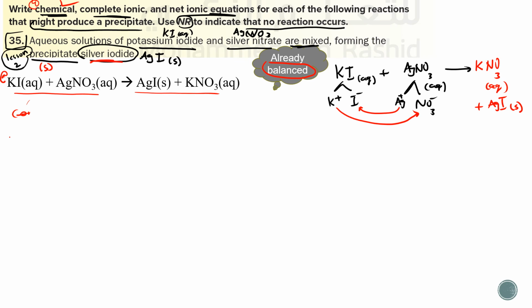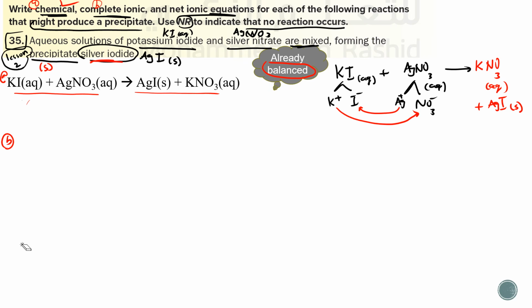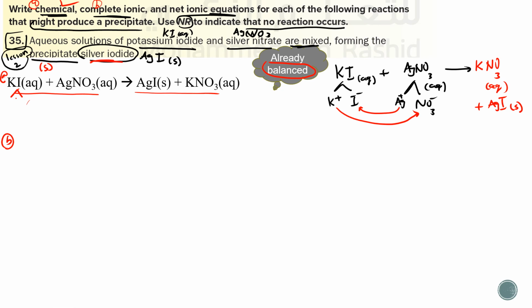Now part B اللي هي complete ionic equation. كيف نكتبها؟ قلنا إنه كل مركب فيه AQ نفككها إلى positive and negative ion. Okay, so positive, negative. هذا ما نلمسه أبدا لأنه solid. أي شيء غير ال AQ we don't touch it, we don't change it. K plus NO3 minus. So write the complete ionic equation.